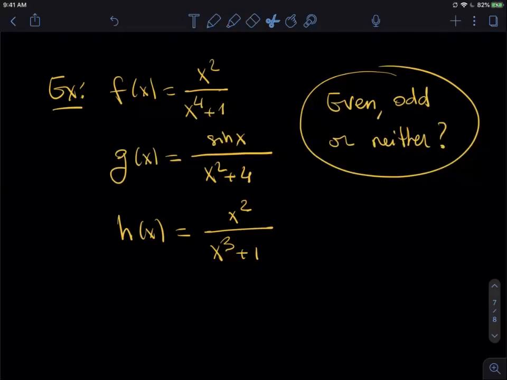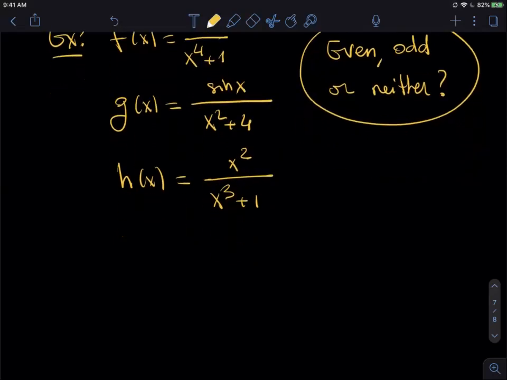Let us see in this video some more examples of even and odd functions. So we are going to look into these three functions that I have here, f of x, g of x, h of x, and we need to decide if they are even, odd, or neither. Okay, functions don't have to be necessarily even or odd. They could just be neither of those, okay?